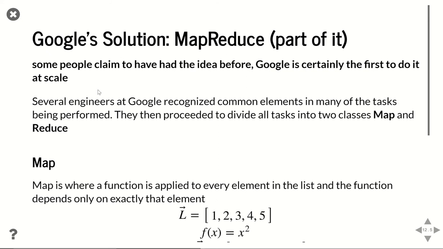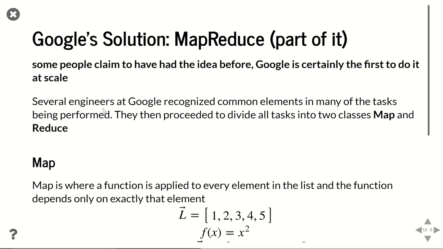So it's a very sort of abstract idea, but basically what they realized is that there are many common tasks being performed. When you look at this PageRank function and how they tried to parallelize it in the first versions and make it run efficiently on multiple machines, there were patterns that kept coming out, that they were doing over and over again.